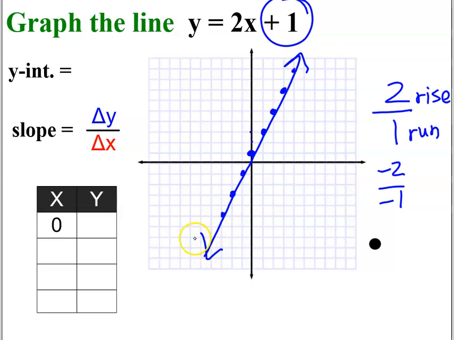All right, that concludes the video on how to graph a linear equation by just using the numbers in the slope-intercept form.